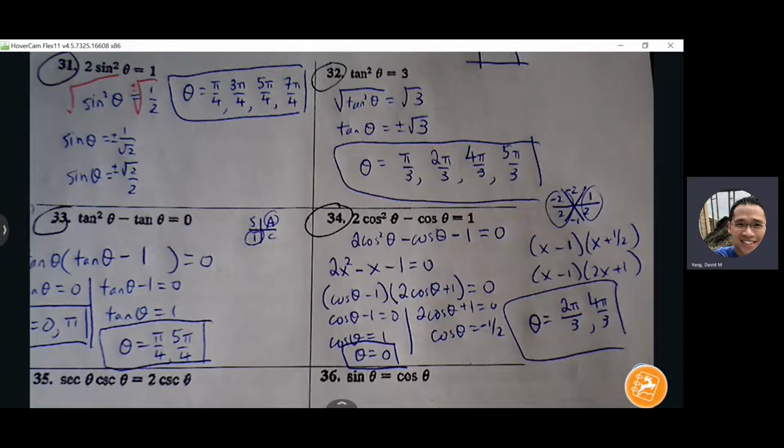Want to make sure that we have some comfort level with not only unit circle values, but being able to solve these trig equations. We're going to need them down the road. Any questions so far?